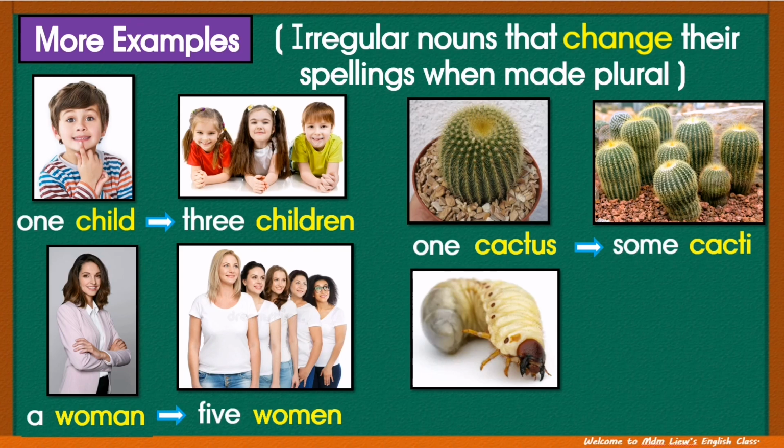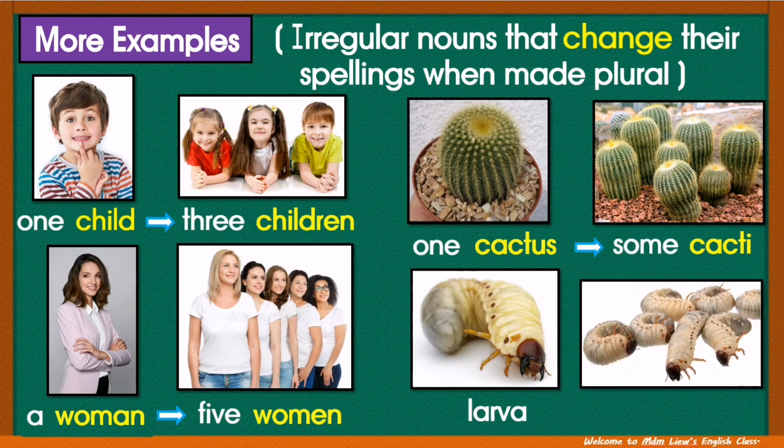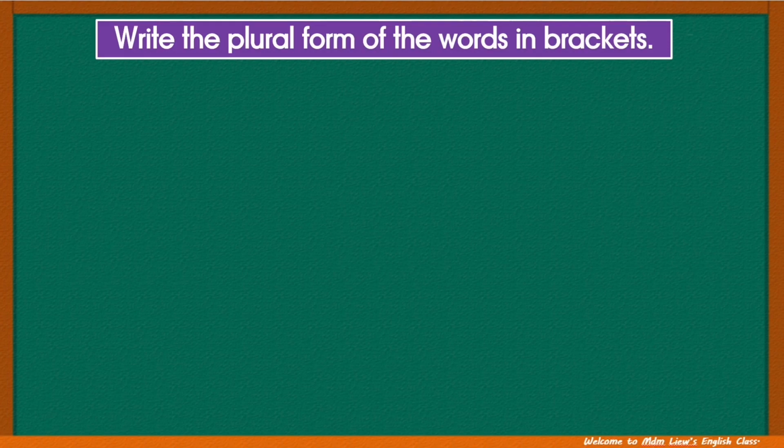Number 4. What's this? It's larva. Do you know the plural of larva? It's larvae. Singular form, a larva. Plural form, several larvae. Let's test your knowledge.